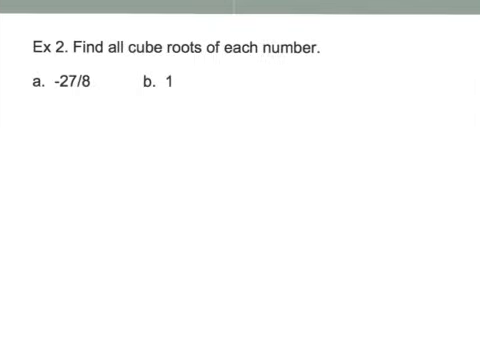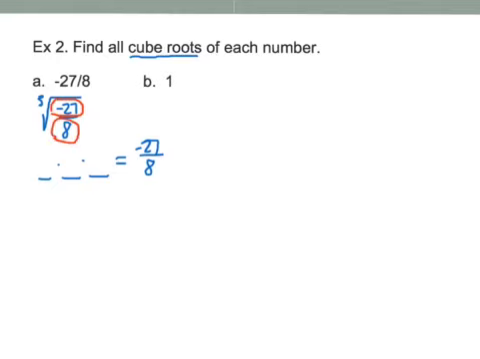Okay, example 2. Find all the cube roots of each number. So I'm going to rewrite this as the cube root of negative 27 over 8. But what I'm really asking is, what number times itself 3 times gives me negative 27 over 8? Now what you can do when you have fractions underneath the radical is to simply do the numerator first and then do the denominator. So I really want to know, to begin with, what number times itself 3 times will give me negative 27? Oops, and I forgot to write my cubed. If you said negative 3, you are correct.